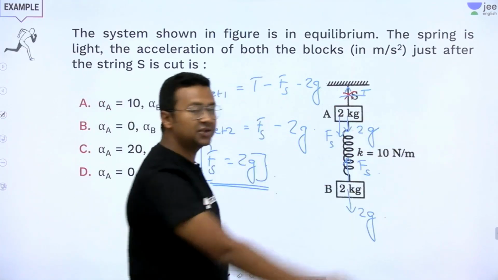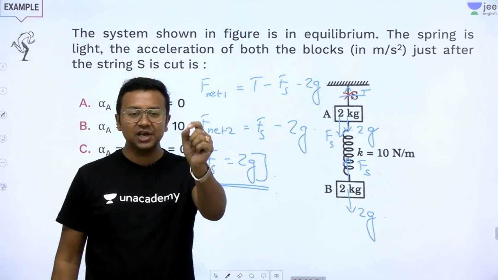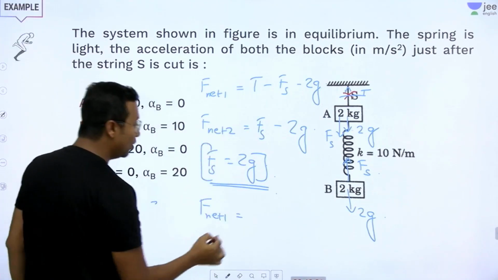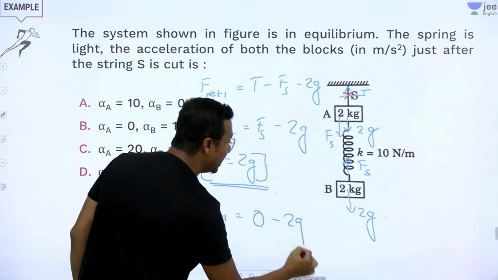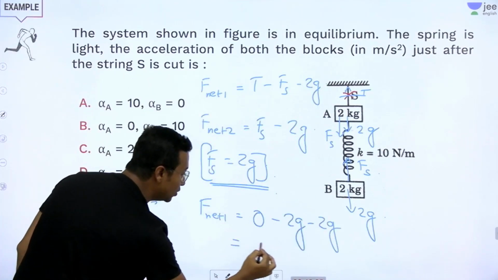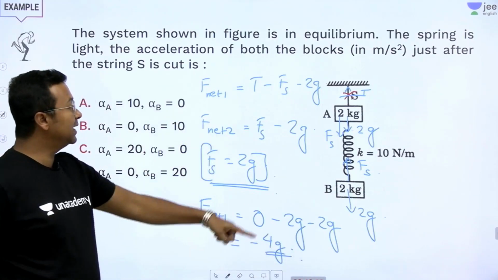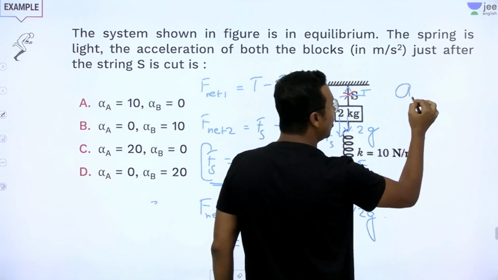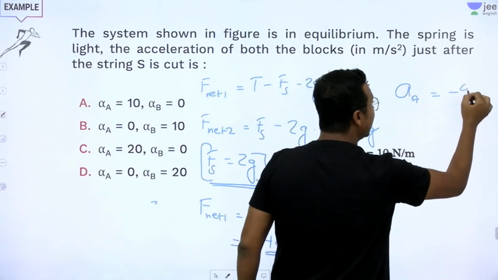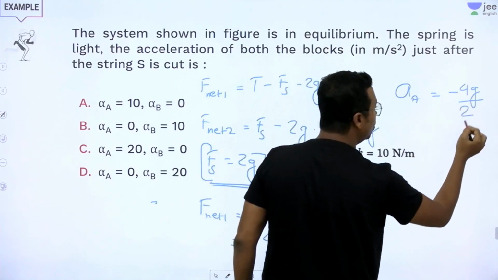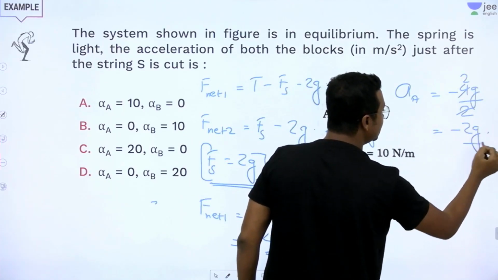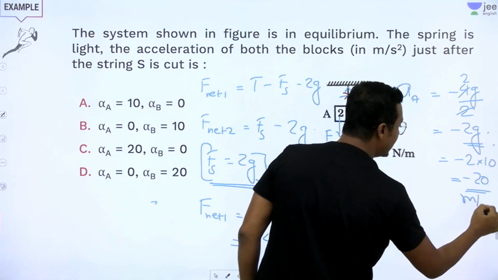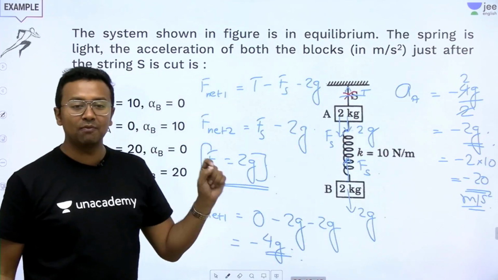And if you cut this particular string, then tension will also become equal to 0. That means F net 1 will be equal to 0 minus Fs, that is 2g, and another minus 2g. So this will become equal to minus 4g. That will be the net force acting on this 2 kg block. So what will be the acceleration of this 2 kg block? The acceleration of block A will be minus 4g divided by the mass, that is 2. So this will be minus 2g. Minus 2 into 10 gives minus 20 meters per second square. So this will be the acceleration of block A.